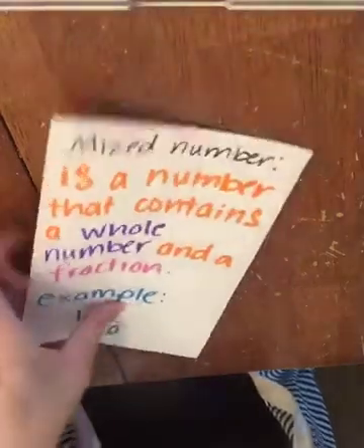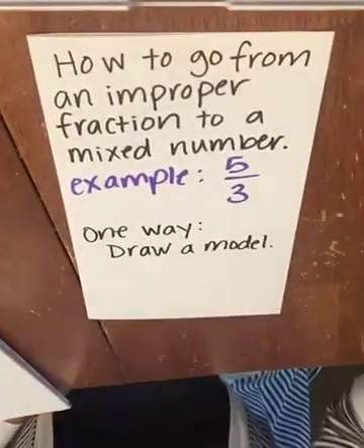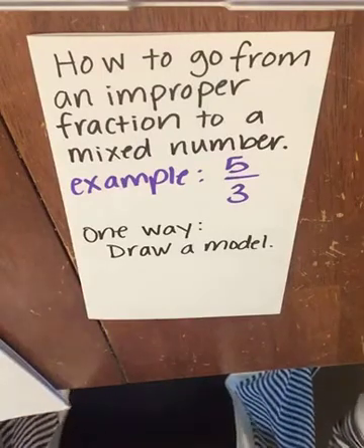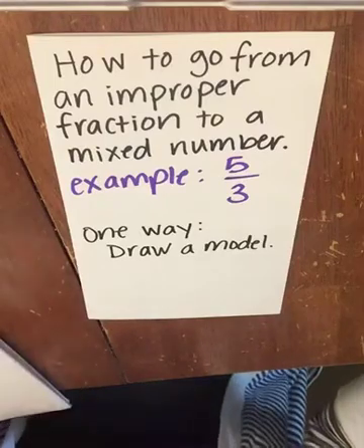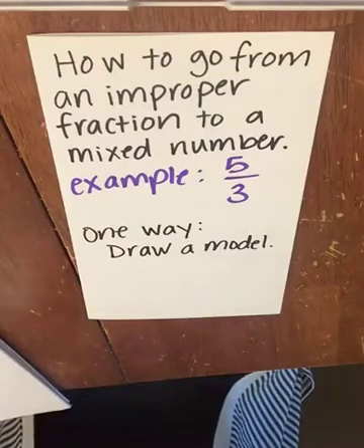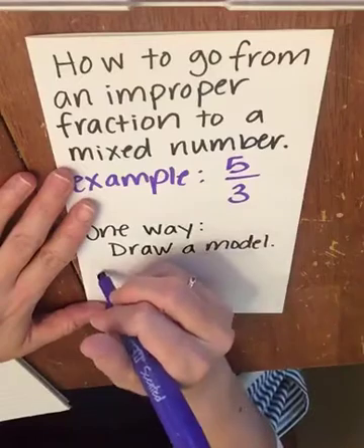So what we're going to talk about now is how to go from an improper fraction to a mixed number, and we're going to use the example of 5/3 right now. We did this 2 ways in class. One of the ways that I can do this is I can actually draw a model. My model for 5/3, or if I were drawing thirds, would look something like this.